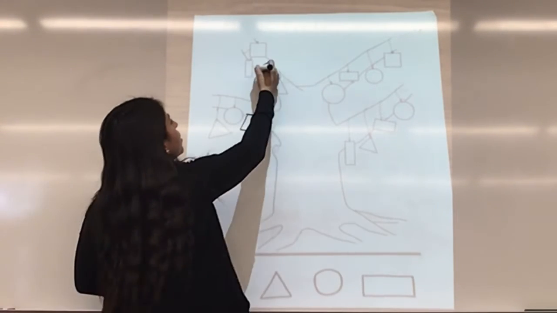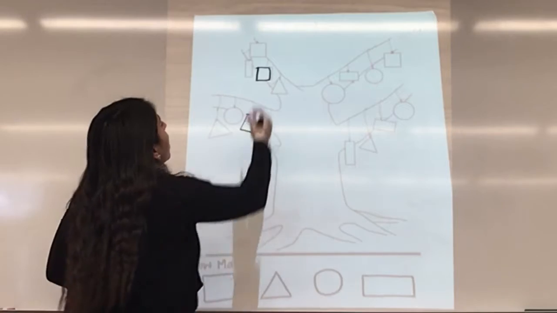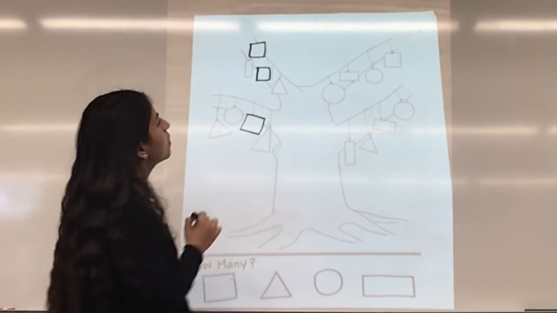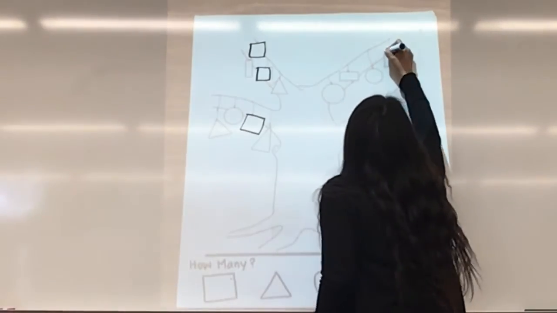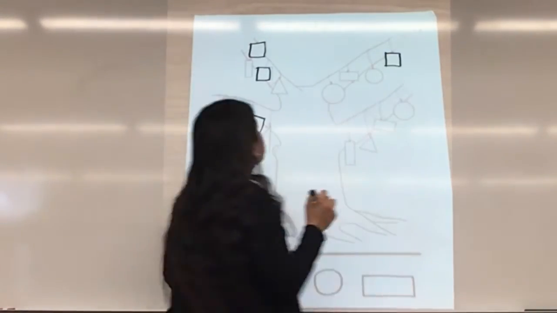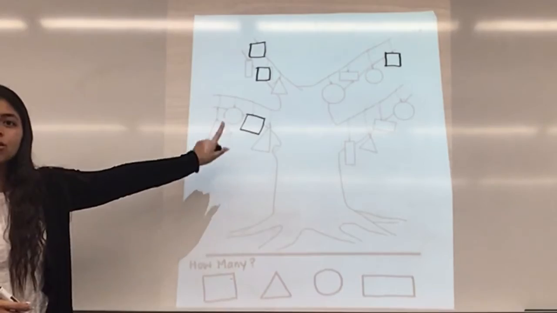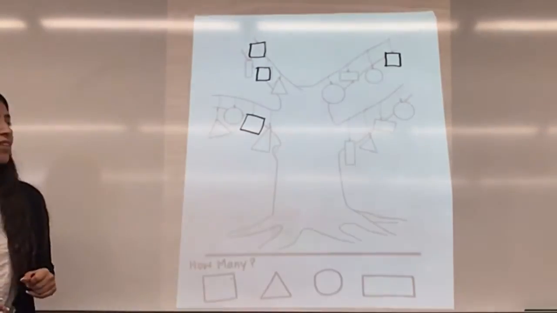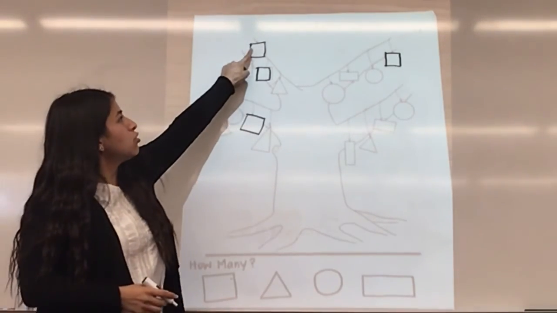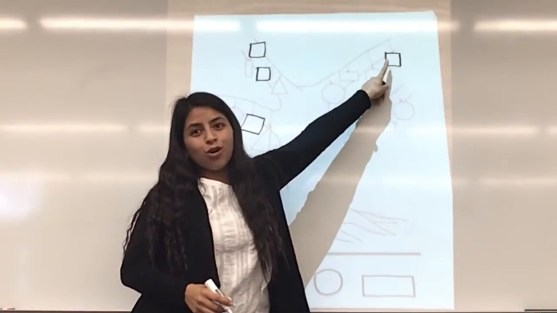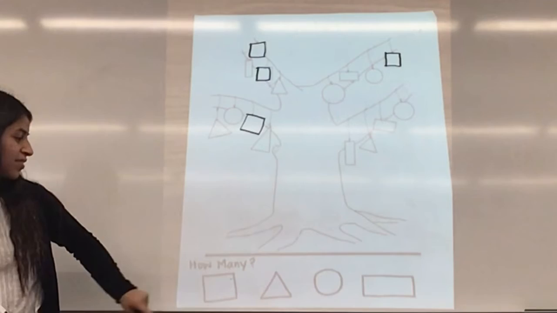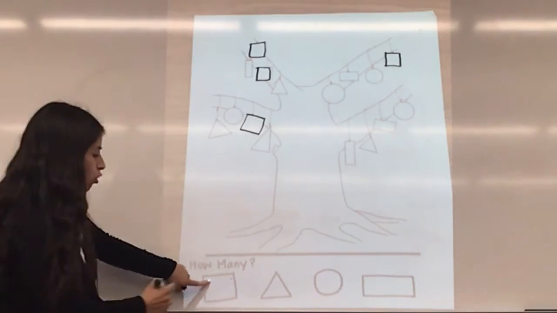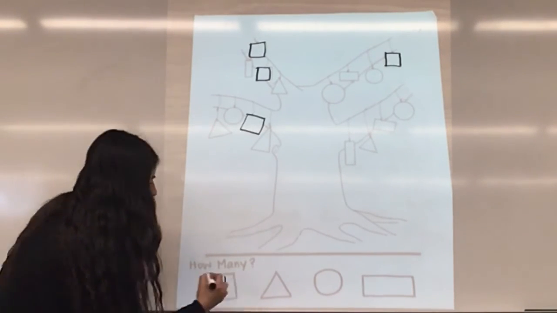I have one up here. I have one at the top. And I see another one all the way in that corner. All right, TK, so how many squares did I find? 1, 2, 3, 4. So I'm going to write the number 4 in my square.